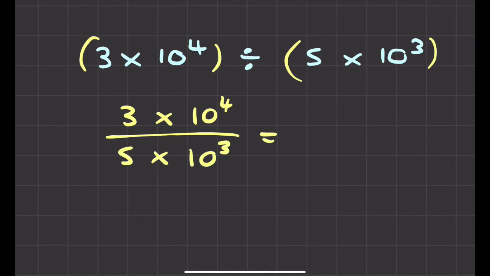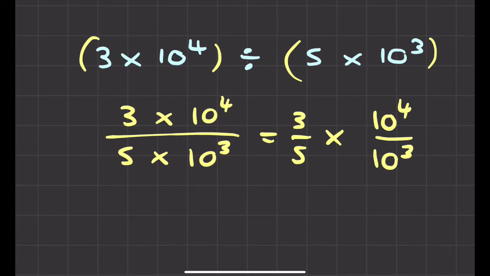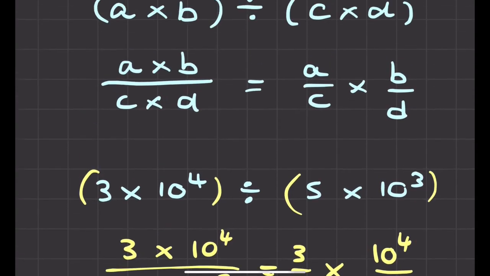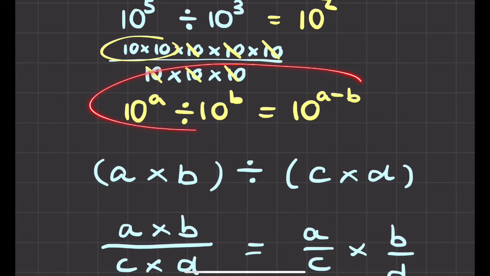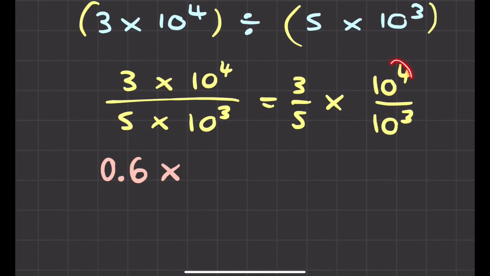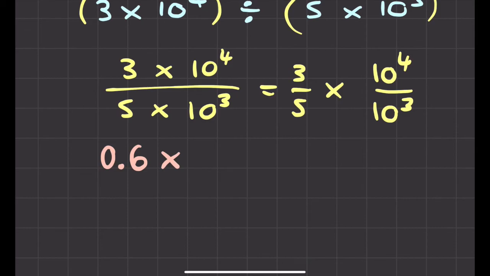Okay, now we can split that up. I can do 3 divided by 5 and times it by 10 to the power of 4 over 10 to the power of 3. Okay, so if I'm doing this bit separately, then that's just going to give me what? 3/5. That's 0.6, isn't it? And if I do this bit, okay, remember we said that you can do one power take away the other, didn't we? When you've got stuff like that, 10 to the power of something divided by 10 to the power of something else, you take away the powers. So 4 take away 3 is 1, so this is times 10 to the power of 1.